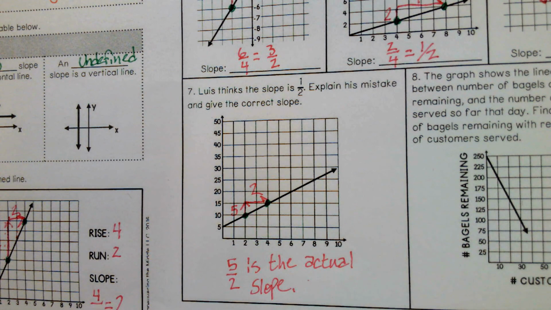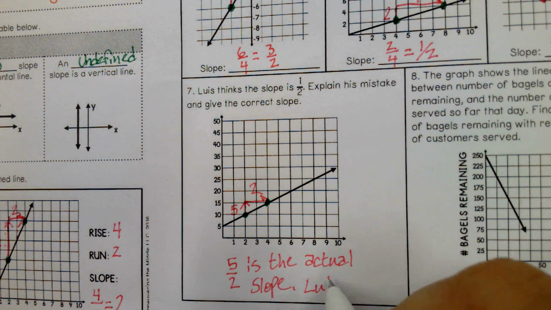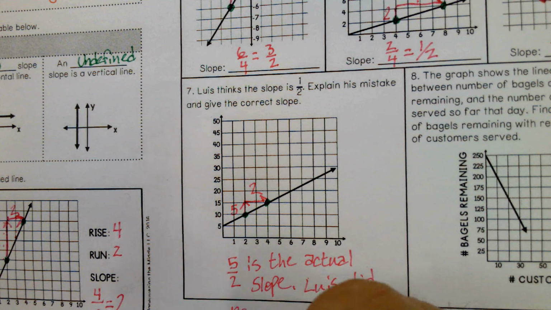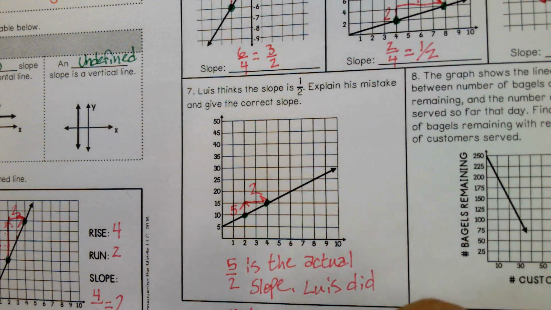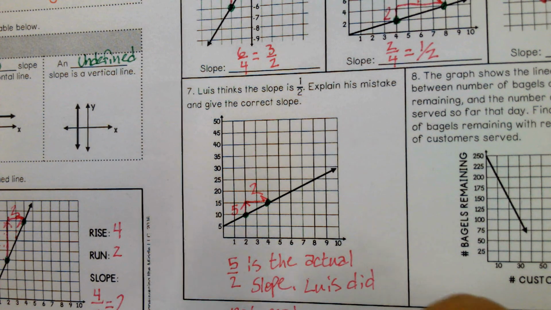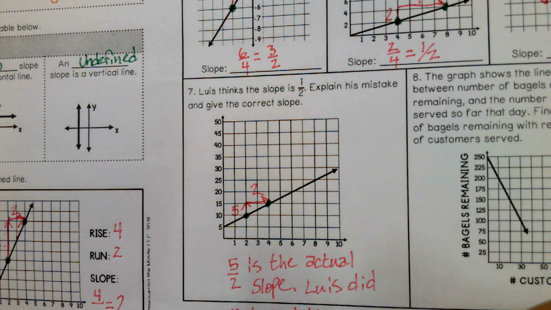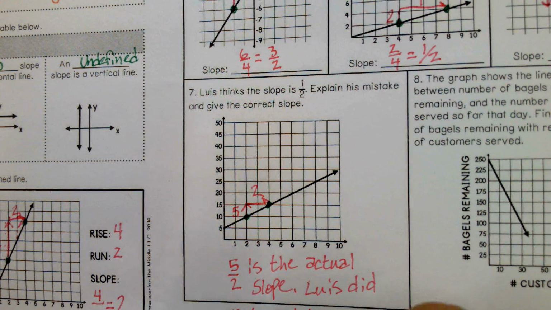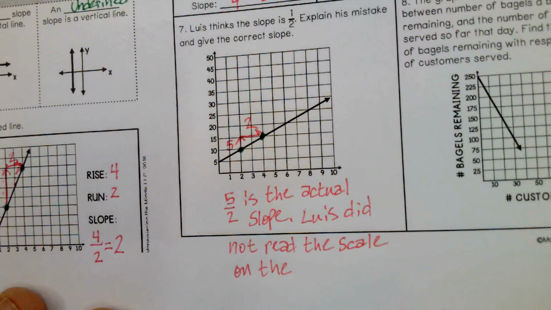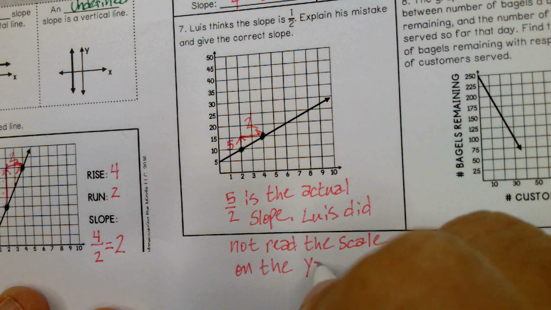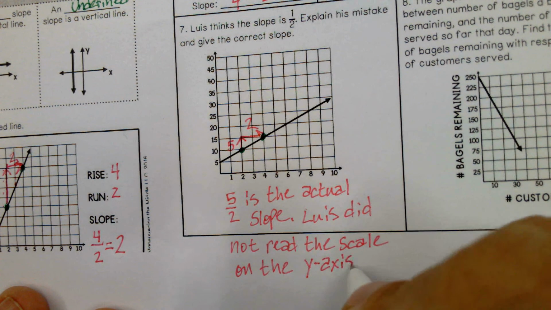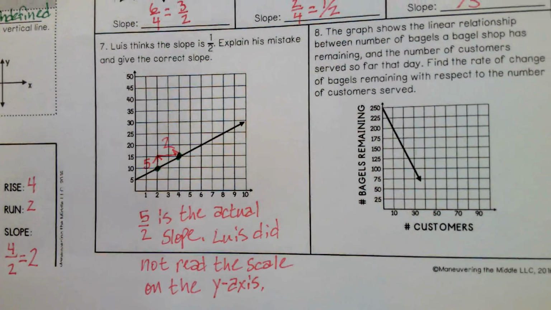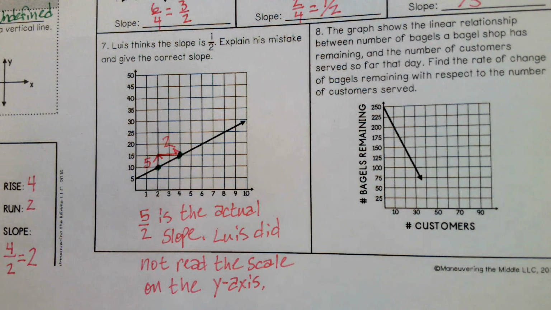What could we say he did wrong? Luis did not read the scale on, which axis did he not read the scale on? Y-axis. All right. Okay, last one.